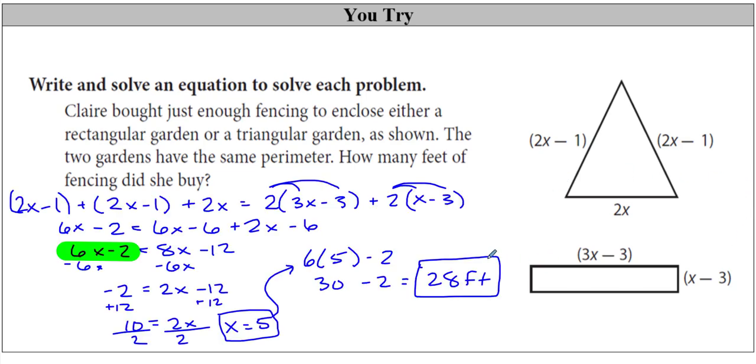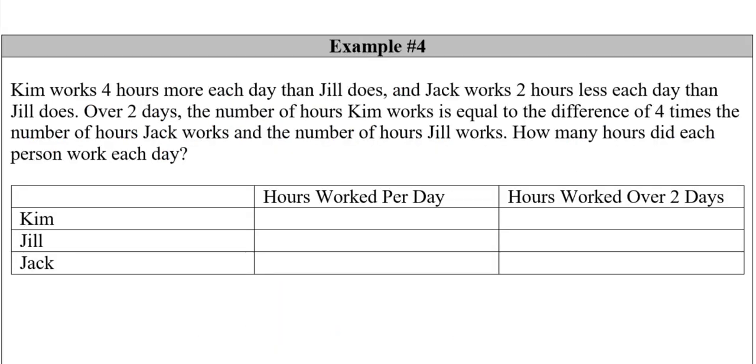All right, great job. Welcome back. So I ended up with 28 feet of fencing. Remember, I just added up all sides of the triangle. Then I used the 2w plus 2l for this rectangle. Okay, after I simplified everything, distributing and combining like terms, I get 6x minus 2 equals 8x minus 12. We solved for x, we got 5. And then remember, you can plug it in on either side and you should get 28 feet. All right, very good. Let's look at our next example.